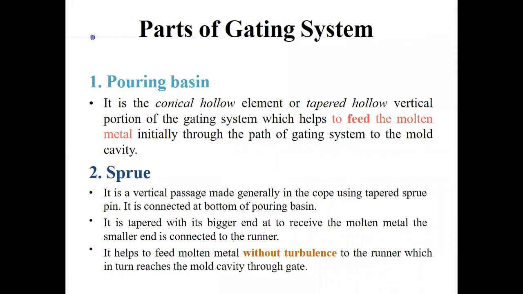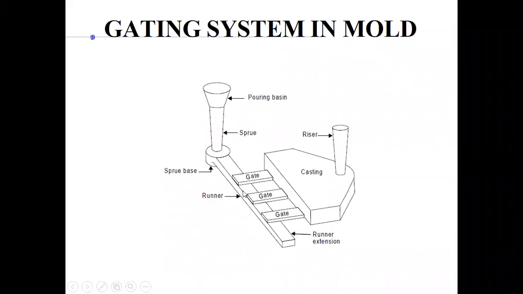It has to feed molten metal without turbulence to the runner, which in turn reaches the mold cavity through the gate. That's the aim of the tapered cross section: the molten metal should be fed without turbulence. It should be as smooth as possible so that we can have sound casting instead of entrapment of air, etc. If it is without turbulence, then we can ensure that only molten metal is flowing inside and not air along with it. So without turbulence, it should supply the molten metal from the pouring basin into the runner. That's the objective of the sprue, through the runner and the gate to the mold cavity.